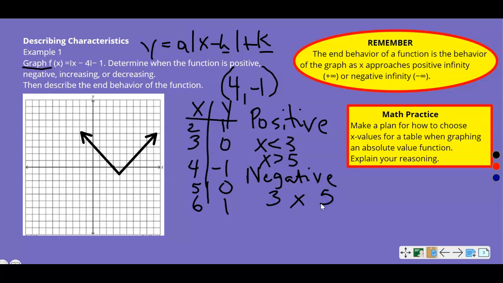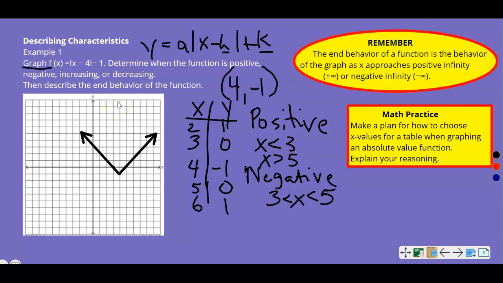And we can say that x is between 3 and 5. This basically says x is greater than 3 and x is less than 5, but because it's all one section here, we can write it in this notation so that the information is easier to understand. Also, it says when is it increasing and when is it decreasing.